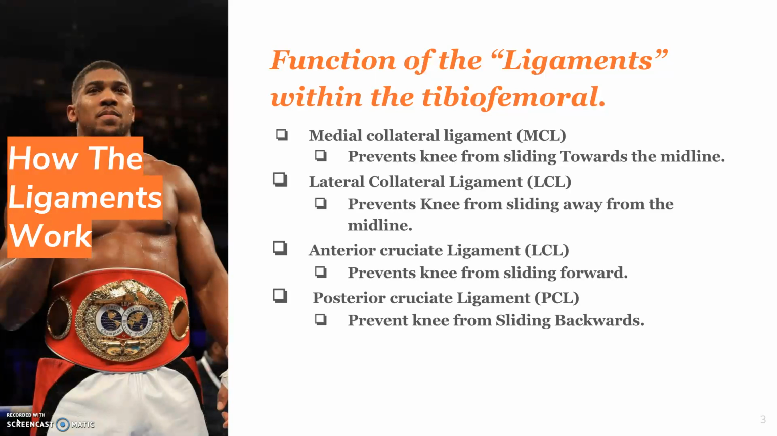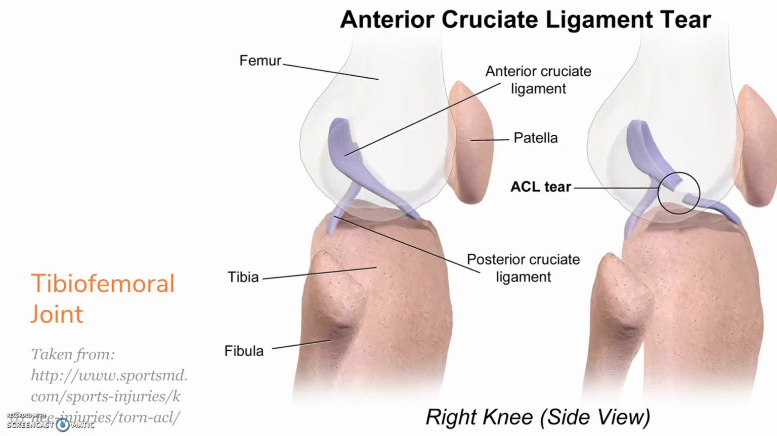Secondly, the anterior cruciate ligament, which is the ACL, is located within the middle of the tibiofemoral joint and prevents the tibia from sliding out within the sagittal plane. And the posterior cruciate ligament, PCL, works with the ACL by stopping the tibia from sliding backwards within the sagittal plane. And these are the knee. That's a good example here.